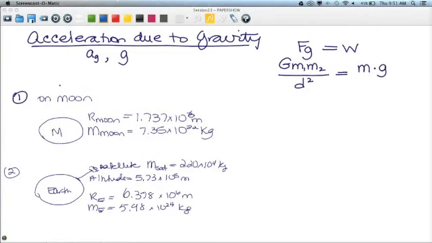So there's acceleration due to gravity, gravitational acceleration, that's one thing. That's this. Force of gravity is the same as weight, is the same as gravitational attraction. So make sure you know that.